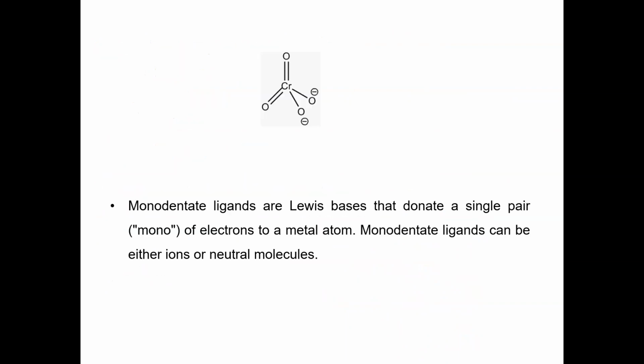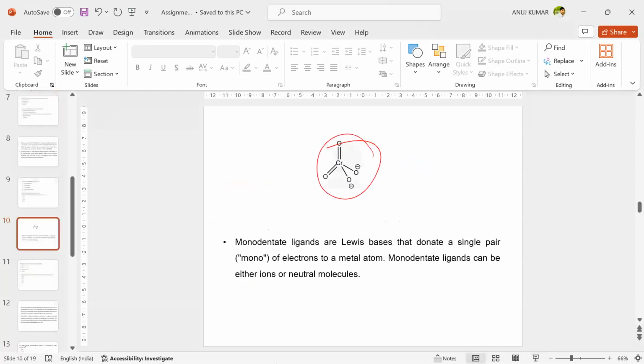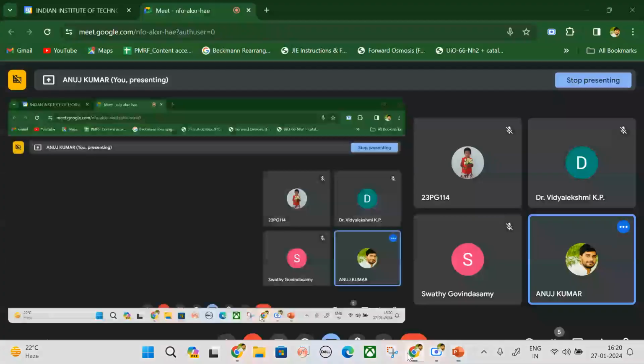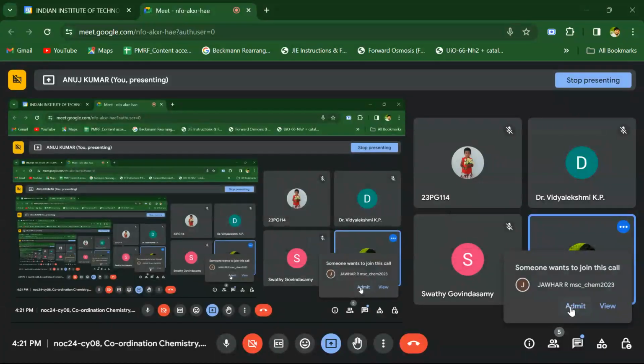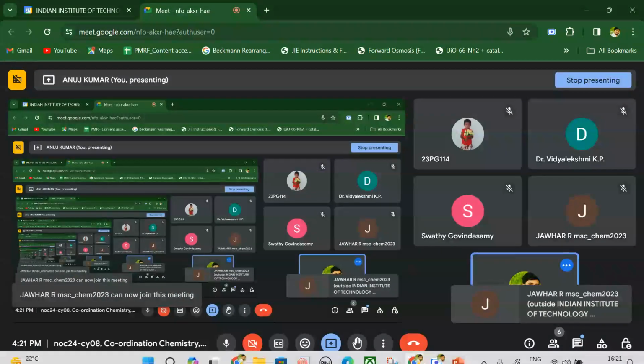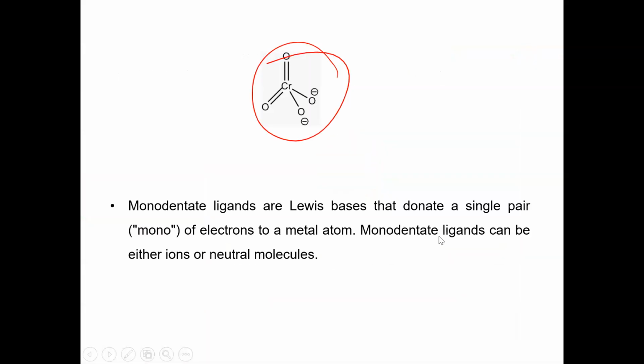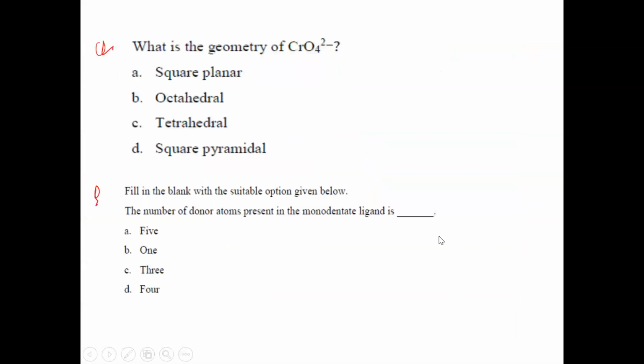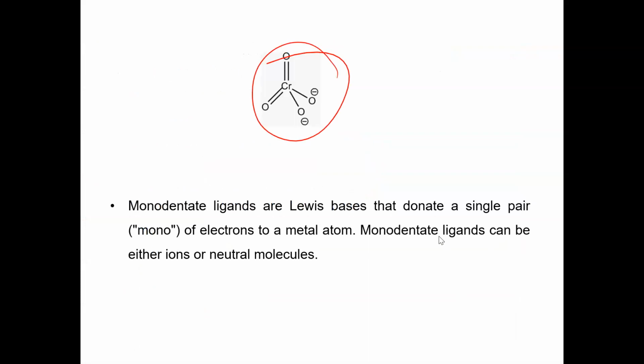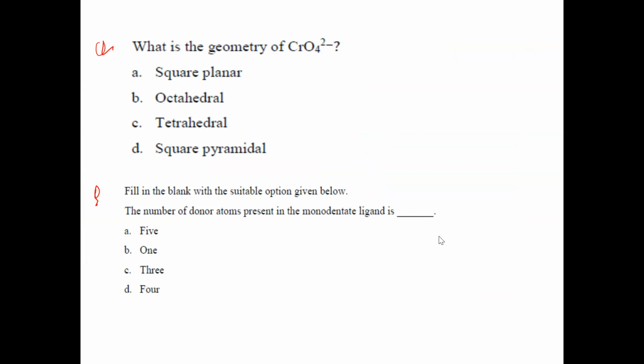Okay, let me show the solutions. So this is basically the structure of this ion. Okay, so I was talking about this structure, that is CrO4 anion. So that is basically a tetrahedral structure. Okay, you only have to draw the structure and you can tell the geometry.